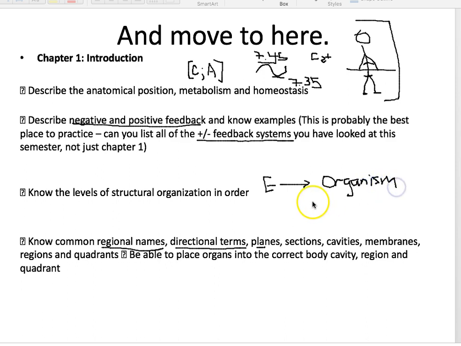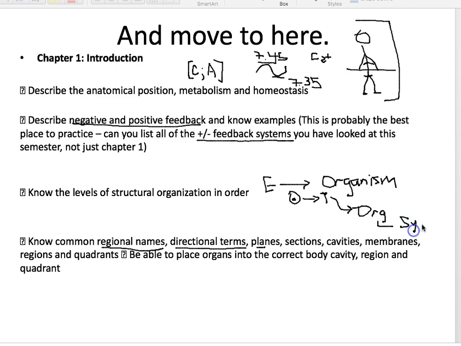Right? And that organism is you in the correct anatomical position with all of these other pieces of information. But in here, we have to build a cell. Here's a cell, right? And the cell is going to then be used to build tissues. Okay? And then tissues are going to be used to build organs. ORG. And the organs are going to then be used to make organ systems. So I'm just going to put systems here.